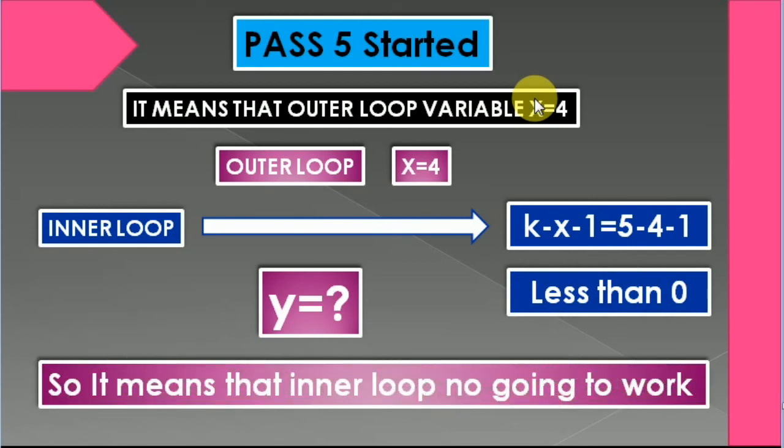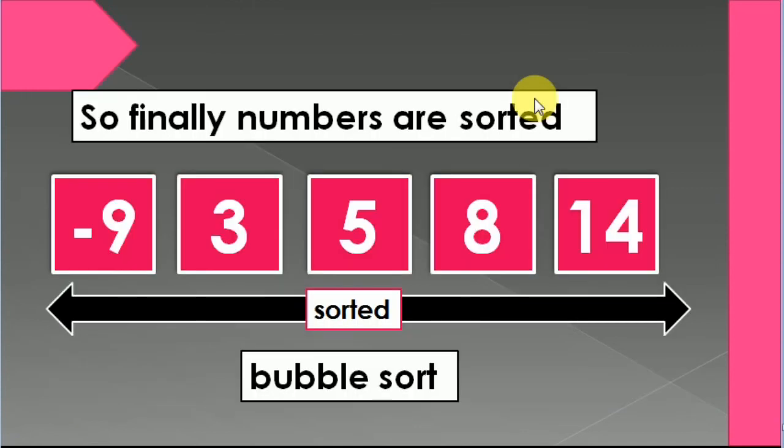So what does it mean? It means the inner loop is not going to work. So finally the result is this. The bubble sort is finished at the time of the fourth pass, but the fifth also works. This is our final result, that means these are our sorted numbers. This is the way you have to work in a bubble sort. I've taken only 1, 2, 3, 4, 5. If there are 7, 8, 9, 10 numbers, the same concept applies. You need to understand the method, and you will find out the result for those numbers also.